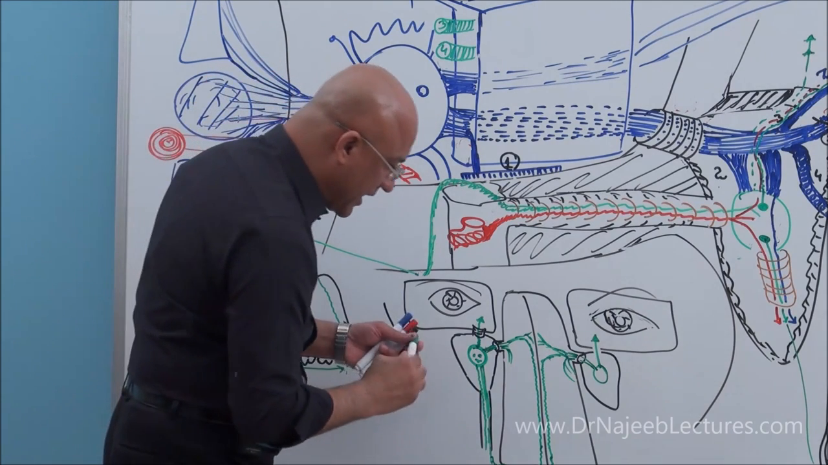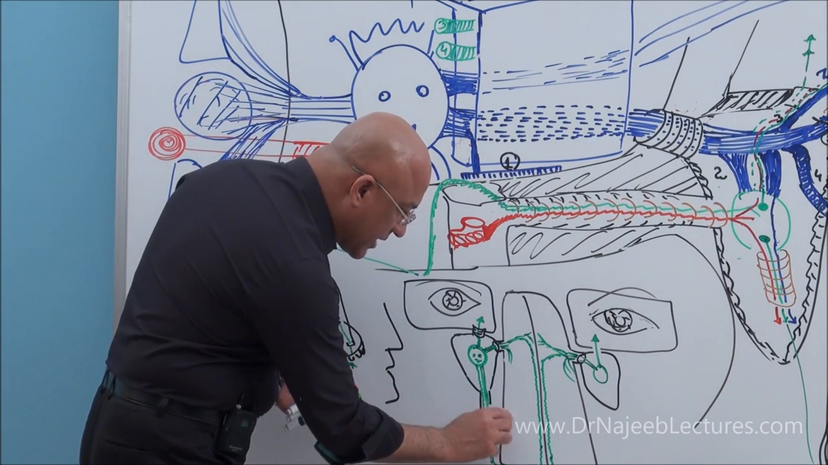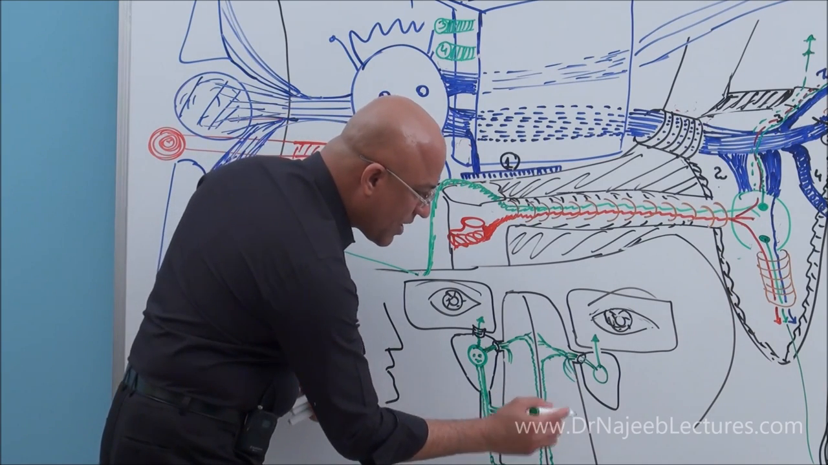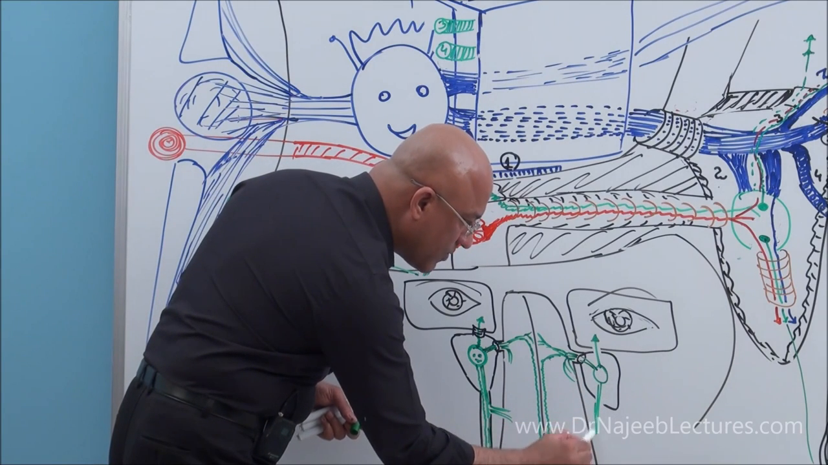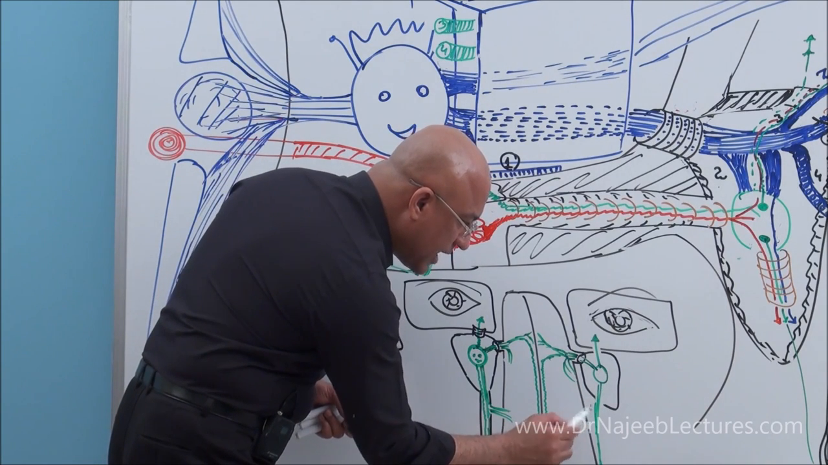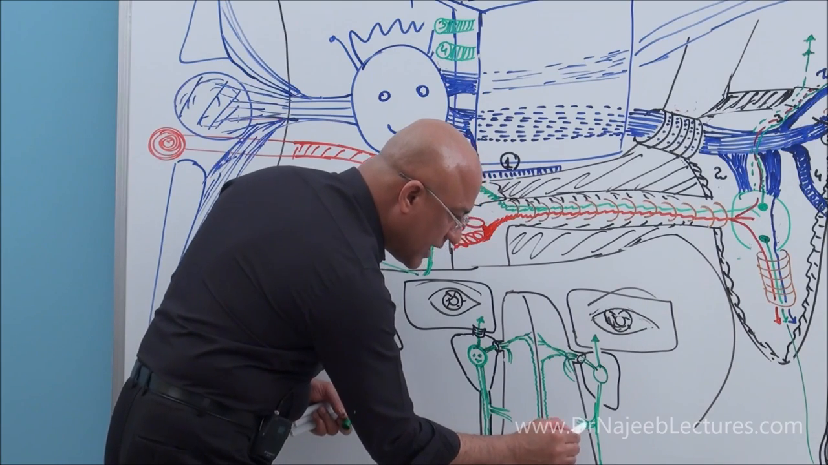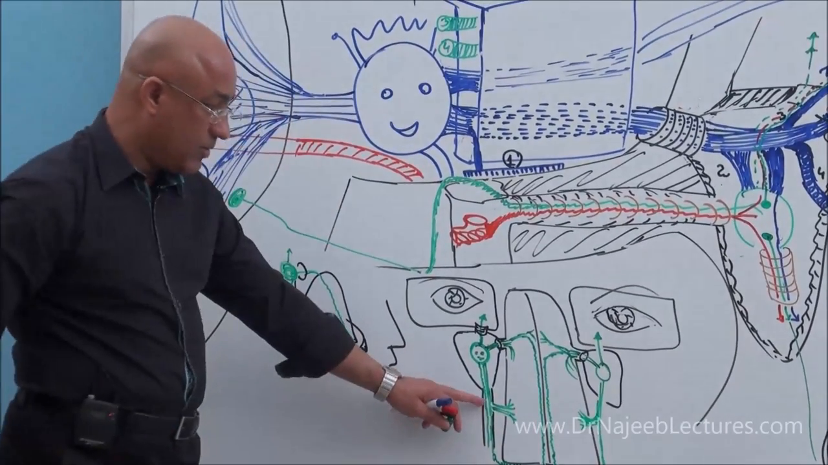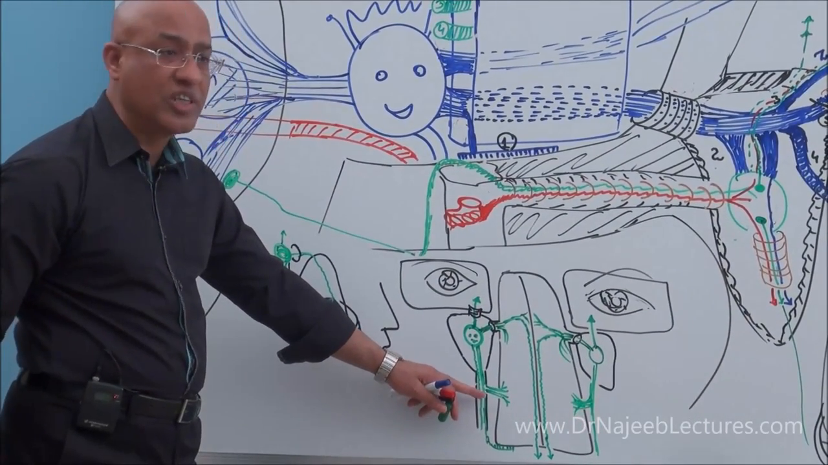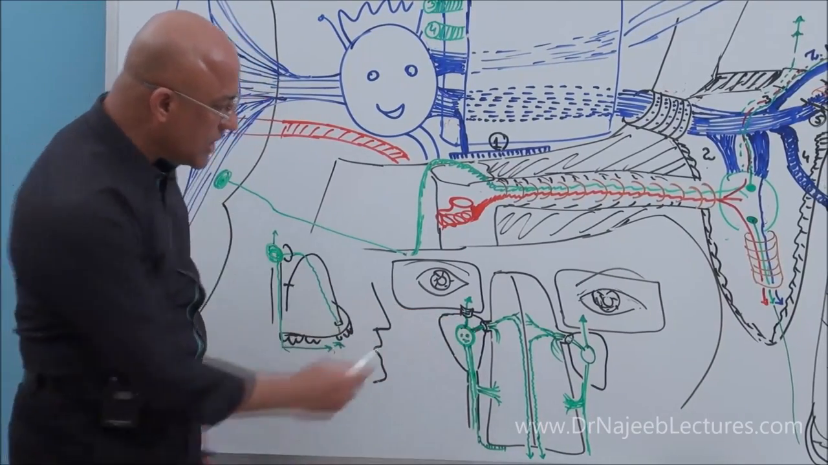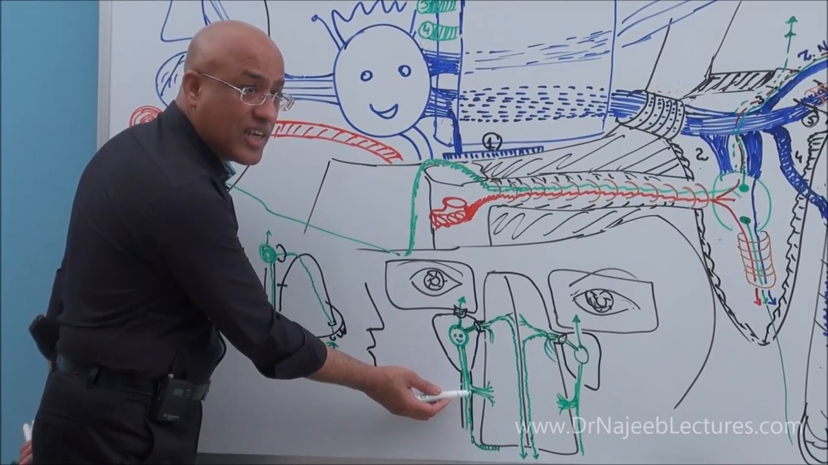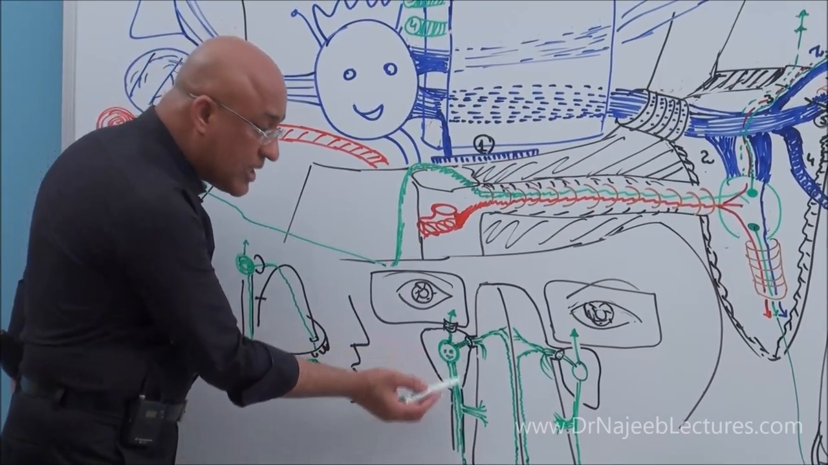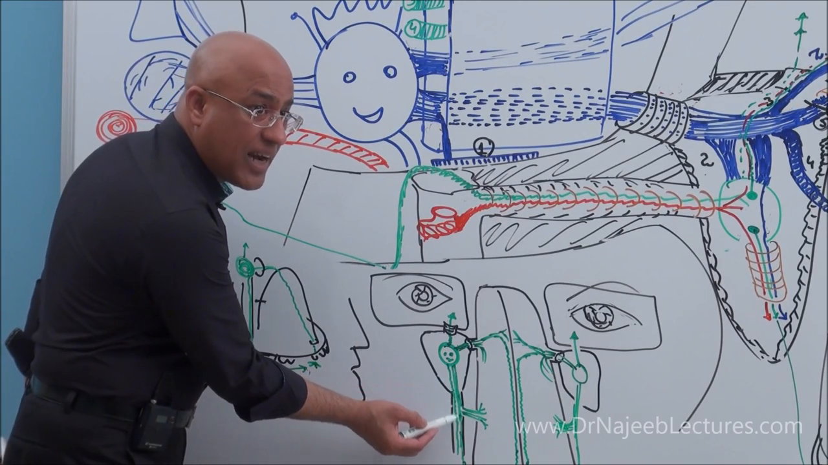And this greater palatine, as they are going down, they give multiple branches to the nose also, right? Yes. Greater palatine is going from here downward, is that right? But on the way they also give nasal branches to the nose. These nasal branches coming from the greater palatine are also posterior but inferior, because these are posterior and superior. These are posterior and inferior. So posterior superior nasal branches are coming from the ganglion. Yes, posterior inferior nasal branches are branches of greater palatine.